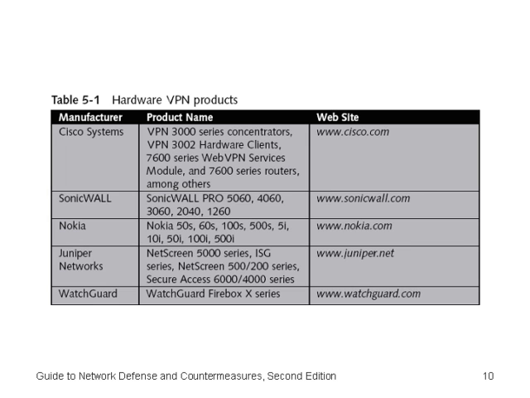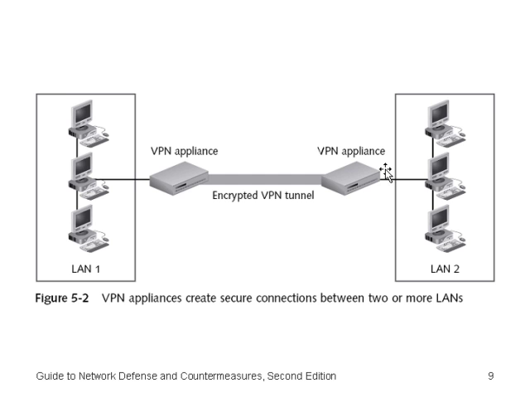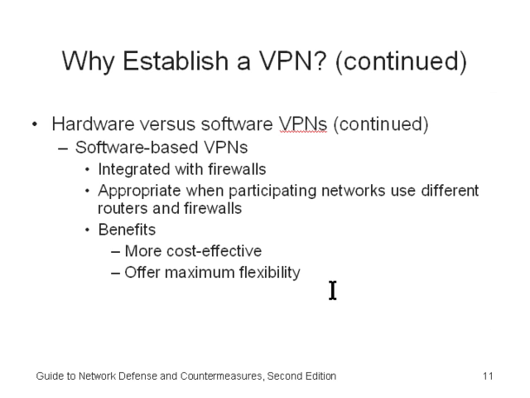If you're going from one company to another, typically these VPN appliances have to have the same protocols available. So if you're using different VPN appliances and they don't understand the same protocols, they won't be able to communicate with one another. So you have that limitation there. However, when you're using different routers and firewalls, then a software-based VPN appliance may be the more appropriate solution. The benefits are it's more cost effective and it offers maximum flexibility because you can use different routers and firewalls and the different endpoints.